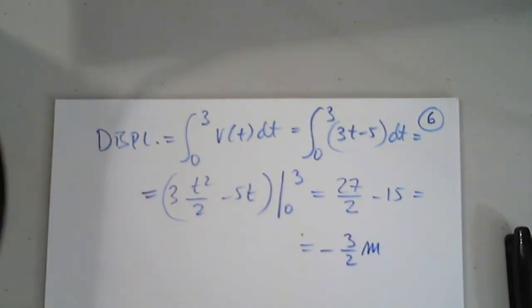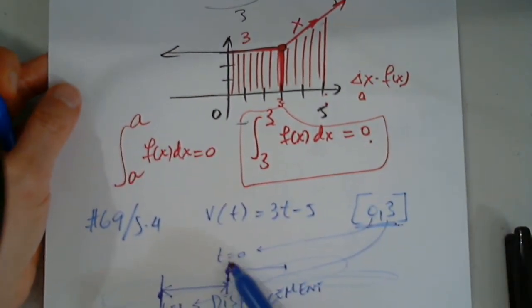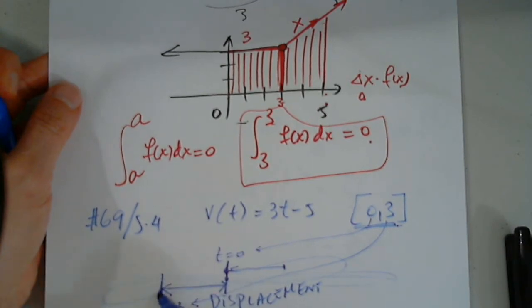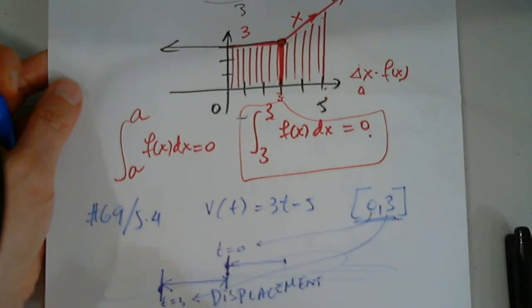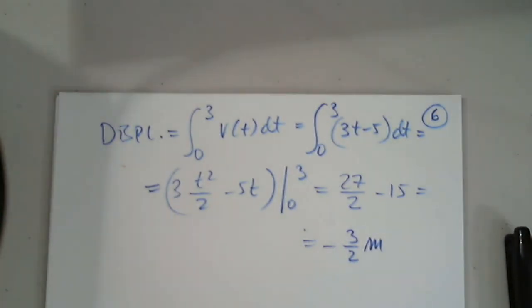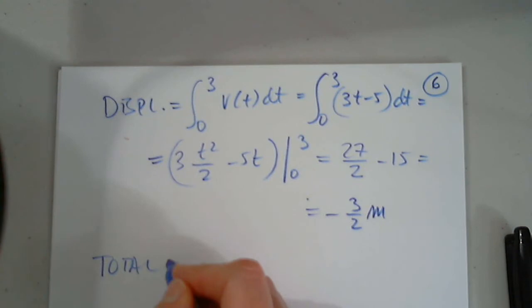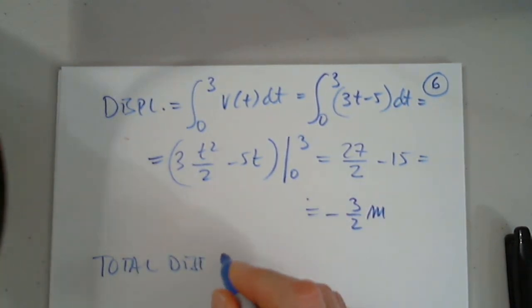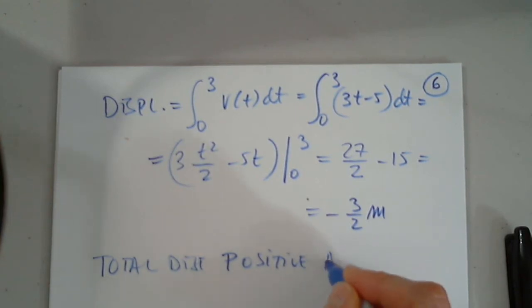So like in my little example here, at time t0 it was found here, 3 seconds later when it finished moving, for us between 0 and 3, it is here. So this is negative 1.5 meters position wise. When we talk about the total distance, this will always be positive. Always.